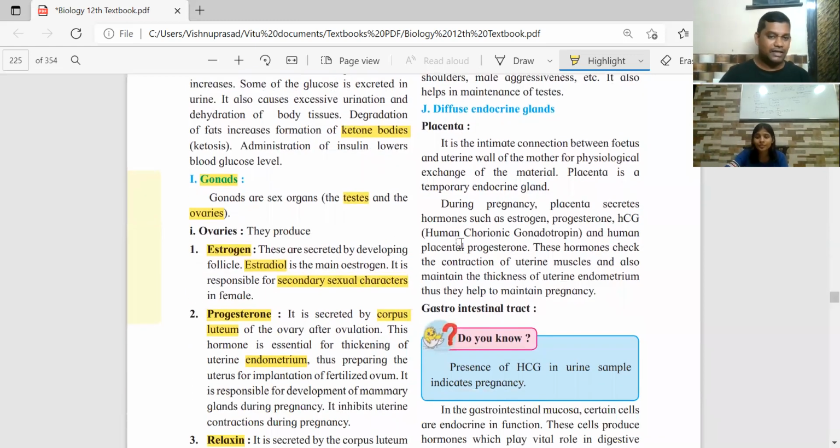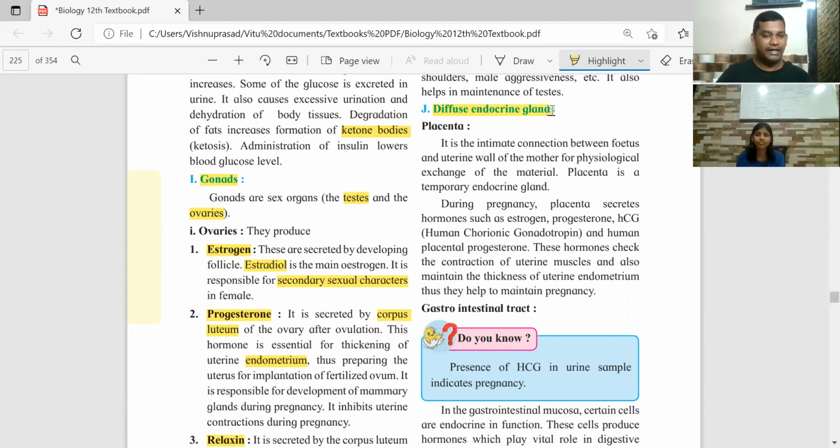The last one we are going to see is diffuse endocrine glands. Diffuse endocrine glands are not properly established permanent glands. They are like scattered groups of cells or temporary structures which are produced in the body having minor functions. Because we are learning about control and coordination, we'll learn about these also.